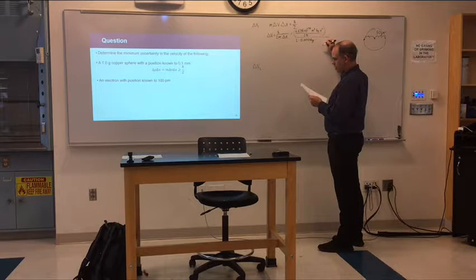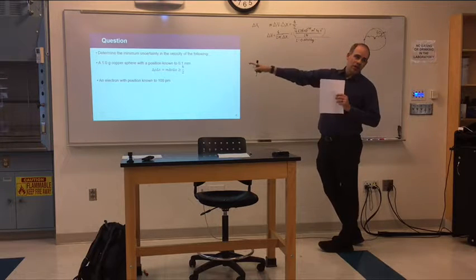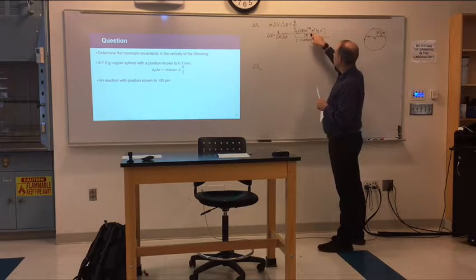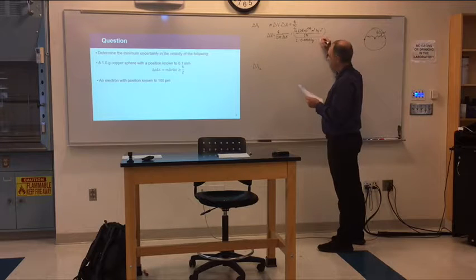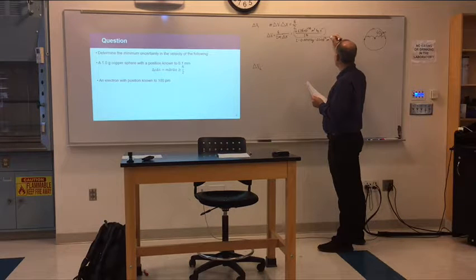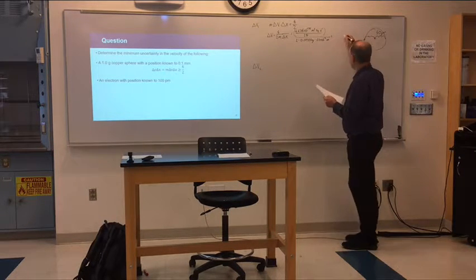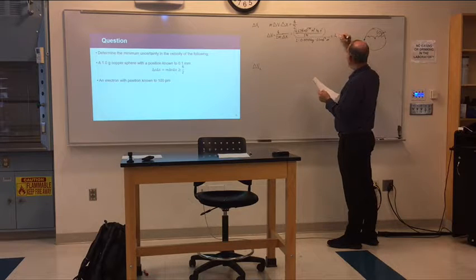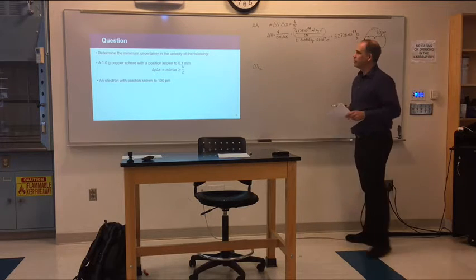Times our change in x, which we want to be in meters, because this value up here is in meters. So that would be 0.1 times 10 to the minus 3 meters. When I do that, I get 5.2728 times 10 to the minus 28 meters per second.